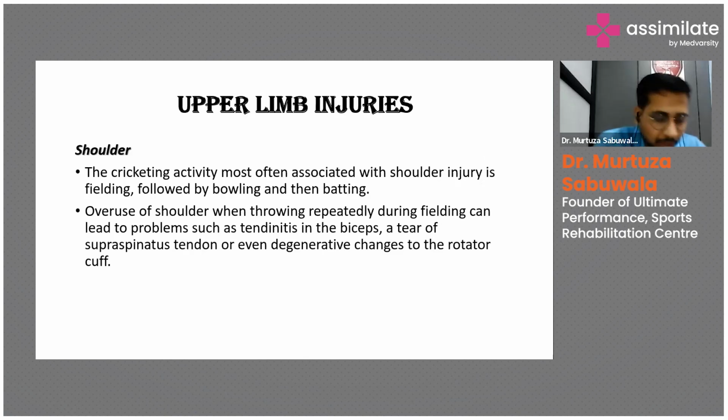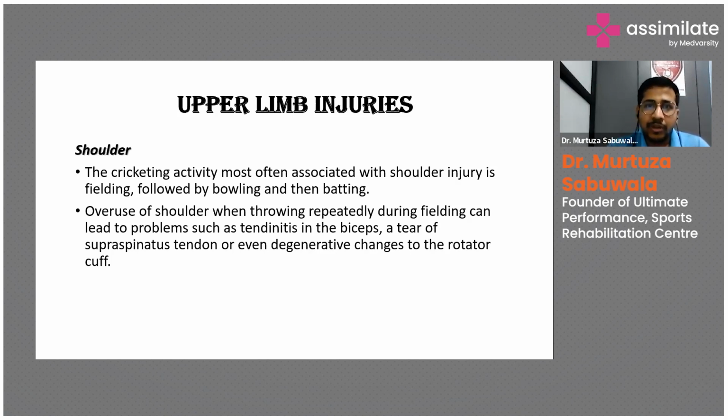So now let's talk in detail about the common injuries that happen in a particular region, that is, the shoulder. Number one, the cricketing activity most often associated with shoulder injuries is fielding, followed by bowling and then batting. The fielders are more prone to shoulder injuries because the injuries to the shoulder are mostly due to throwing, as I said earlier. Throwing is the number one cause of shoulder injuries.